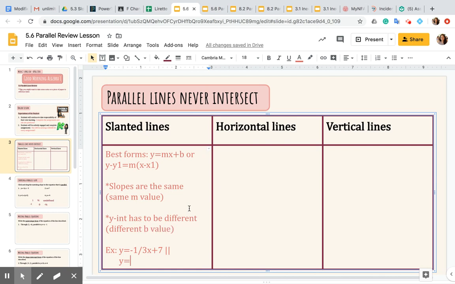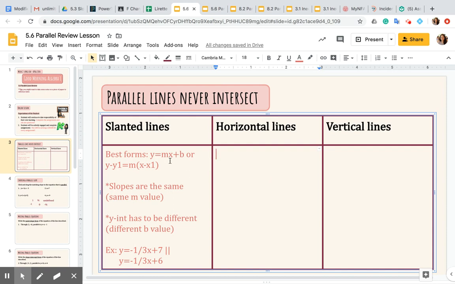In other words, different b value. So I'm going to go back down here. I'm going to use the same slope, negative 1/3 x, but the b value has to be different. My b value in that first equation was 7, so I'm just going to make it a different value. I'm just going to make it 6. Okay. Now for the equations that we're going to be working with today, your b value is going to be a very specific value because I'm going to give you a specific point that the line has to pass through.